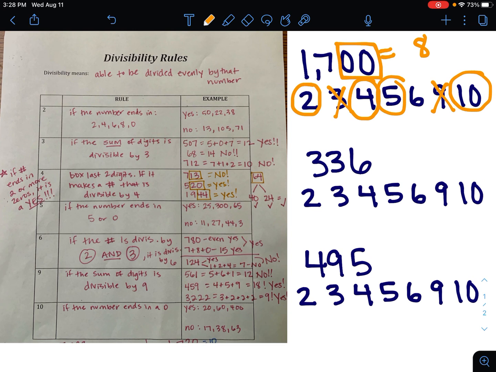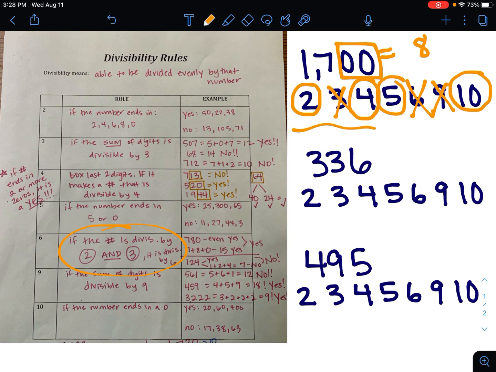The rule for 6 says if a 2 and 3, that's here and here, are both yeses, then the 6 will also be a yes. But as you can see here, we have a yes for 2, but not a yes for 3. That means 6 is a no-go. So the numbers that would go evenly into 1700 would be 2, 4, 5, and 10. The others would be no's.